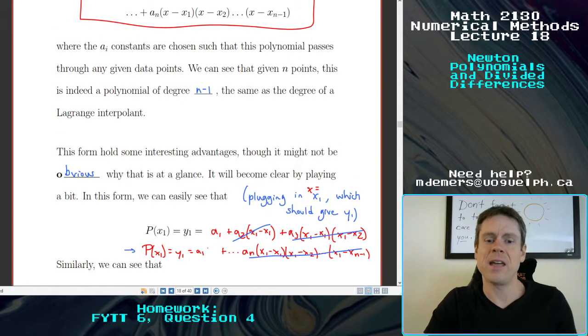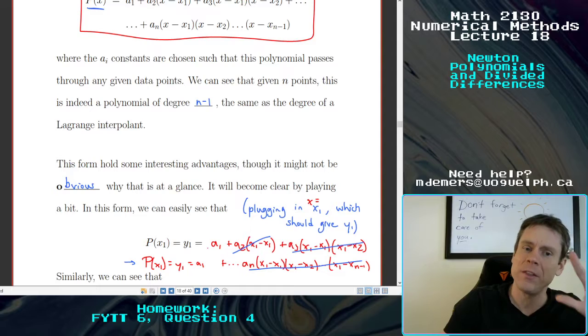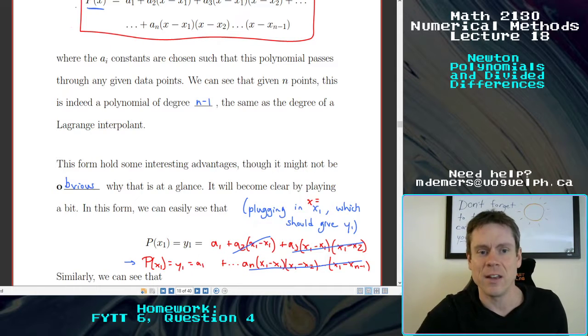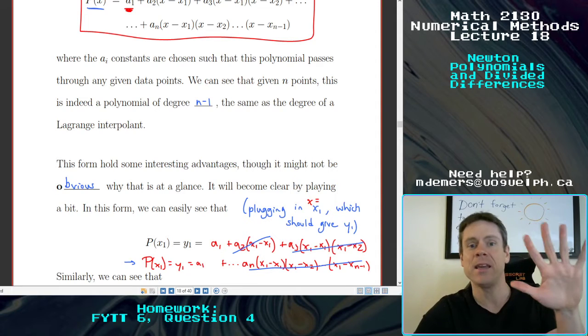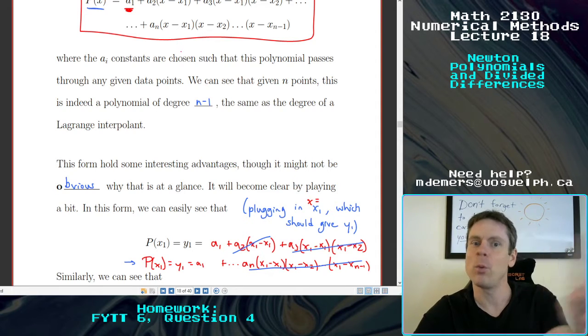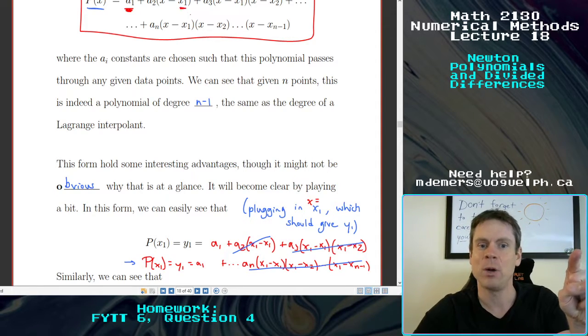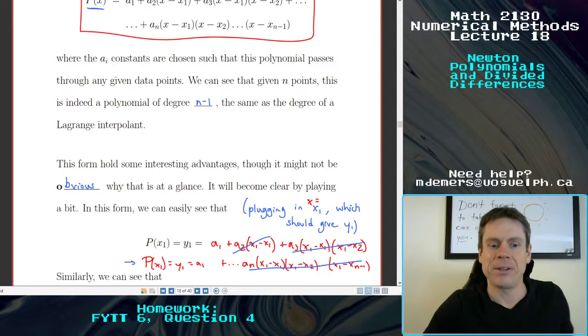So that means that if we have a polynomial in this form, this first constant right here must be the first y value, the y value associated with x1, that's right there. Okay, well, we're going to keep building on that.